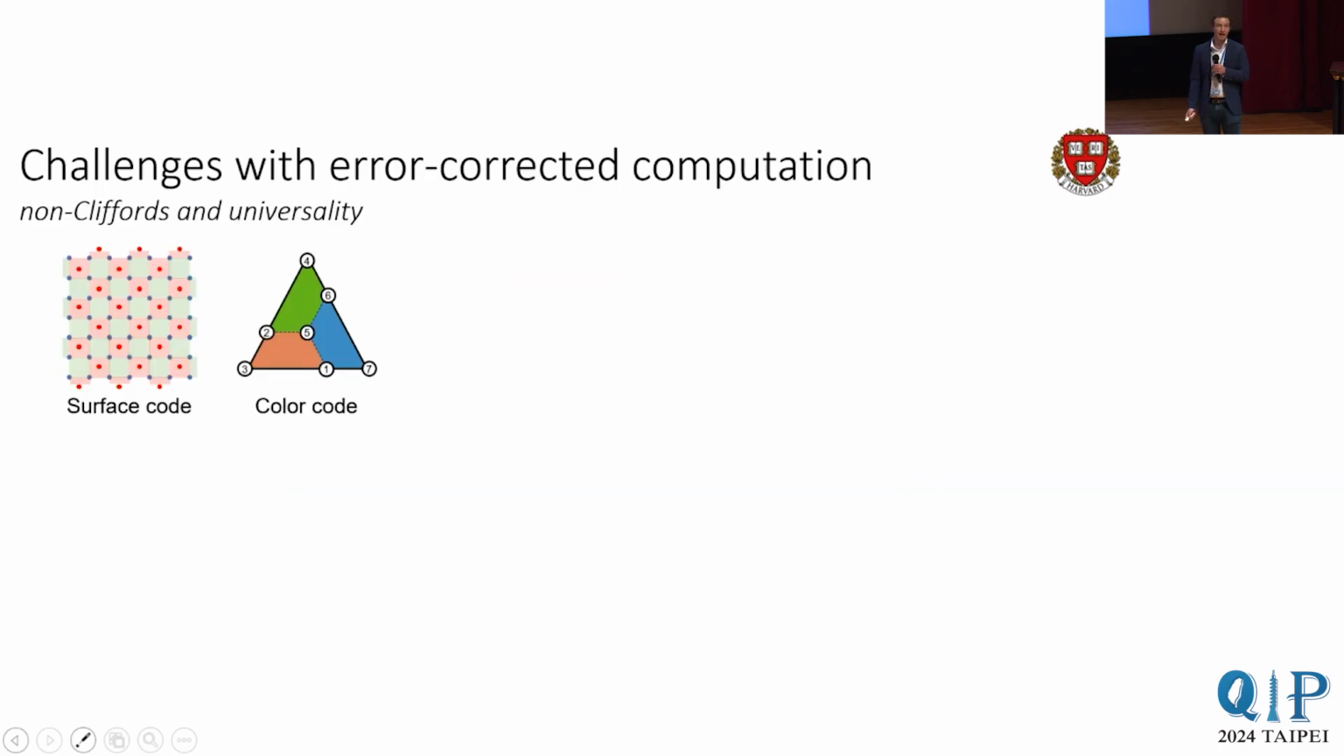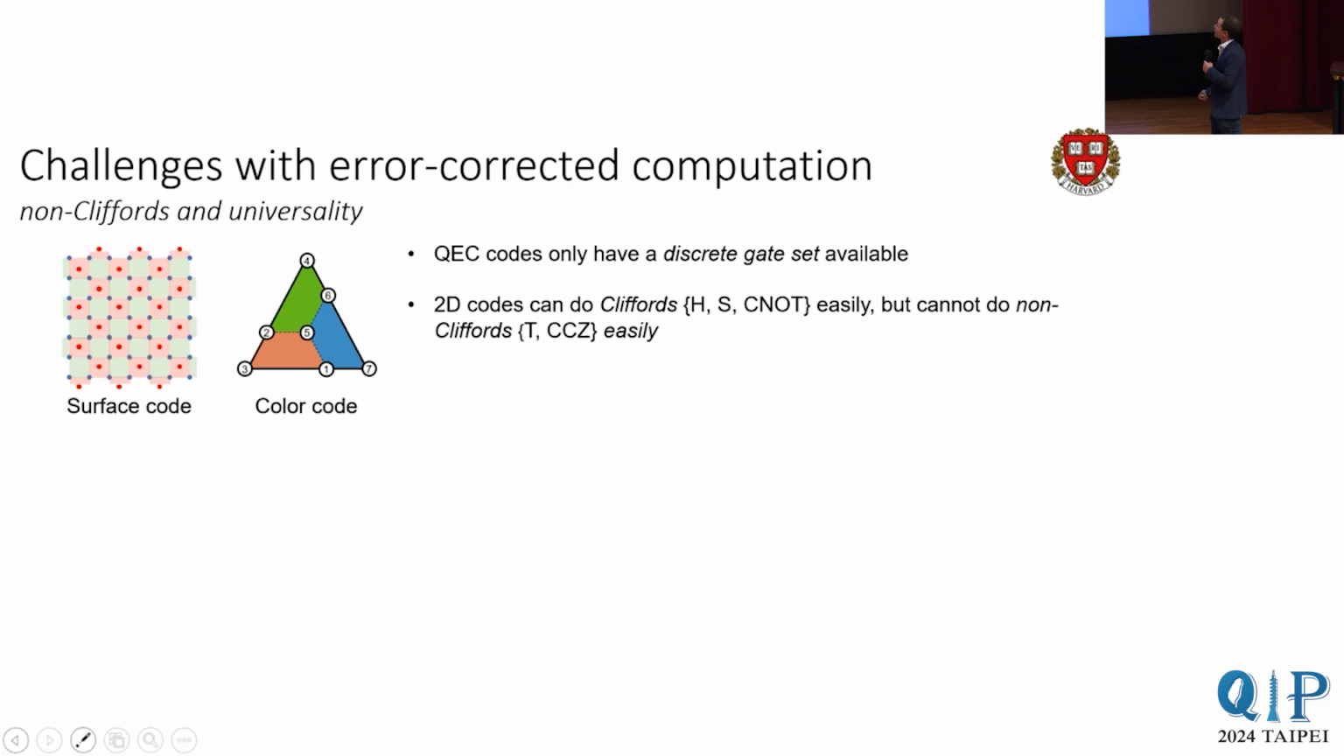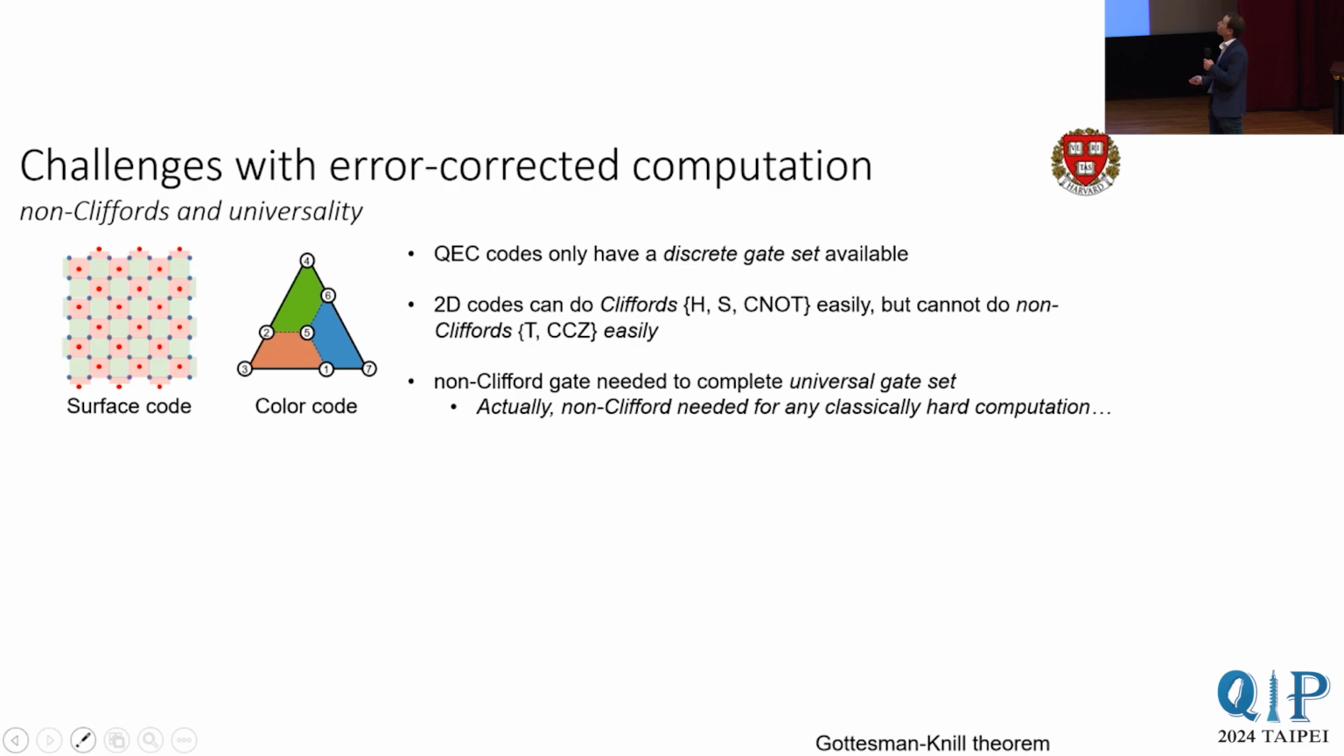And a really important aspect here, and something I've kind of swept under the rug so far, is that a big challenge with doing error-corrected quantum computation is that error-correcting codes, for intrinsic reasons, can only have a discrete gate set available. For these 2D surface codes and color codes that we talked about here, we can actually only do the Clifford group, H, S, and CNOT easily, and we cannot easily do non-Cliffords, T or CCZ. At least we can't do them transversally, and I would call it not easy. We need a non-Clifford gate in order to complete a universal gate set, but it's actually even worse than that, because we actually need a non-Clifford gate to do any non-trivial quantum computation.